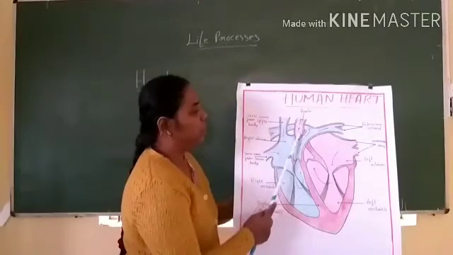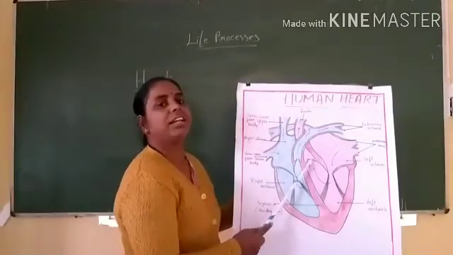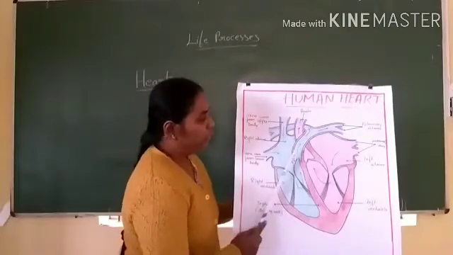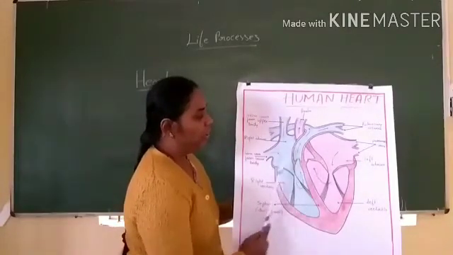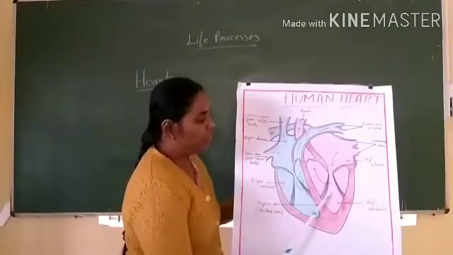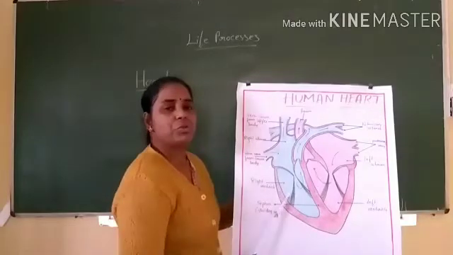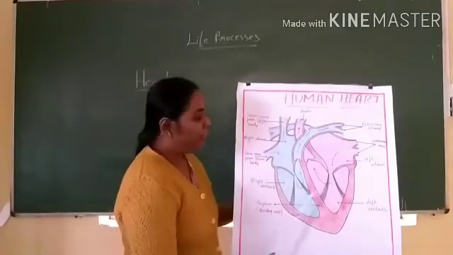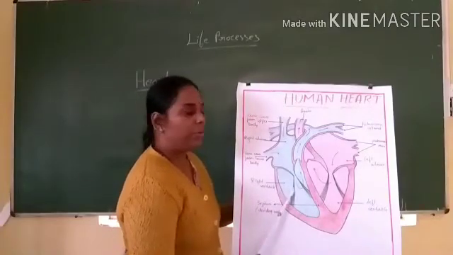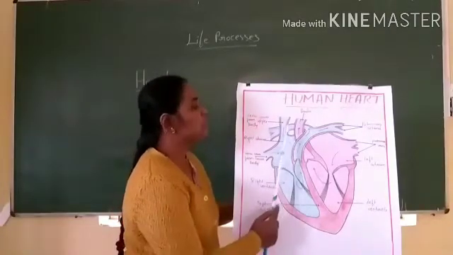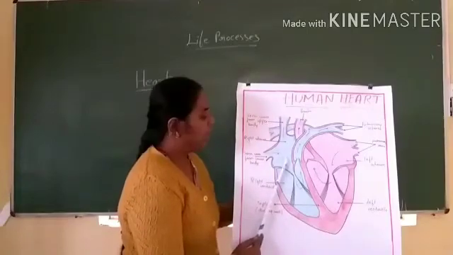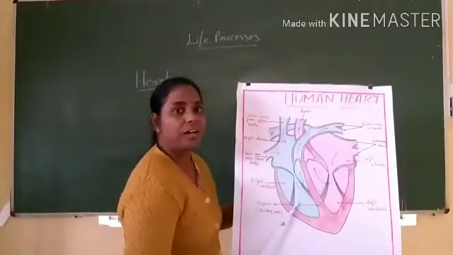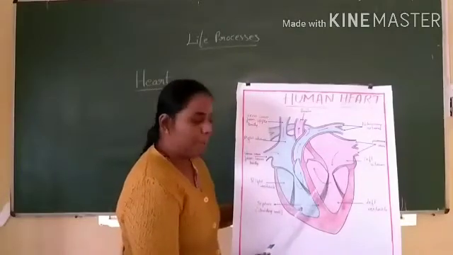The aorta is the biggest blood vessel in our body, and it is the strongest also. When compared to the wall of the auricles, the wall of the ventricle is highly thick and muscular, because ventricles have to pump the blood. Auricles simply receive blood from blood vessels and dump it into the ventricle. But the ventricle has to do hard work. They have to pump the blood.